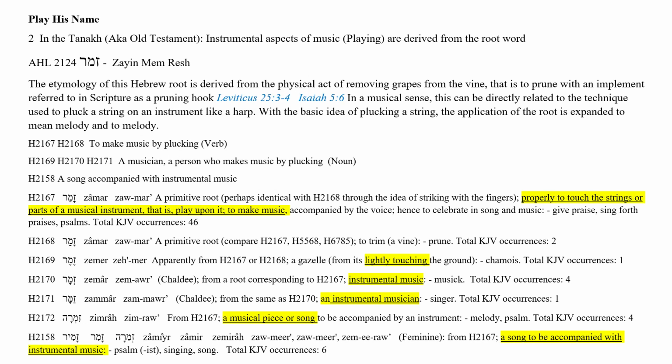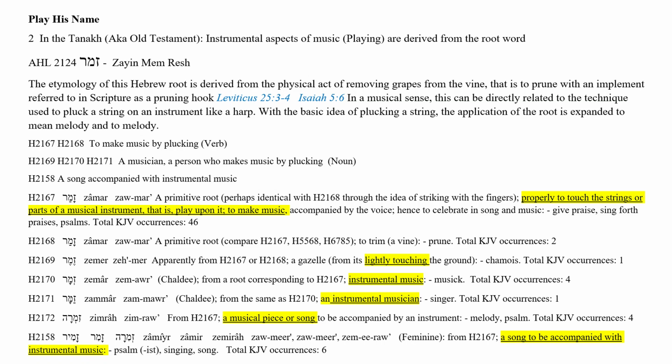In the Tanakh, the instrumental aspects of music, that is, playing, are derived from the root word zayin mem resh. The etymology of this Hebrew root is from the physical act of removing grapes from the vine, that is, to prune with an implement referred to in Scripture as a pruning hook. In a musical sense, this can be directly related to the technique used to pluck a string on an instrument like a harp.